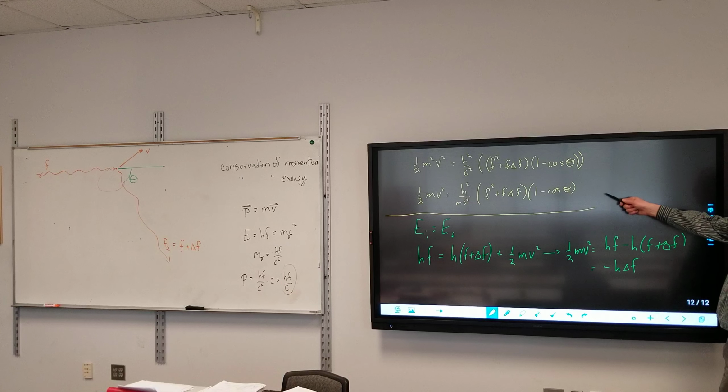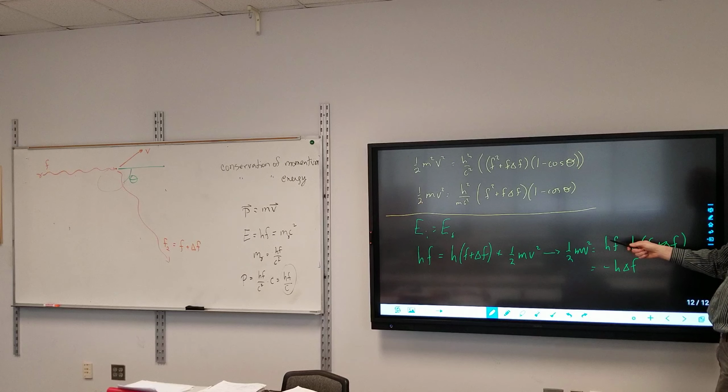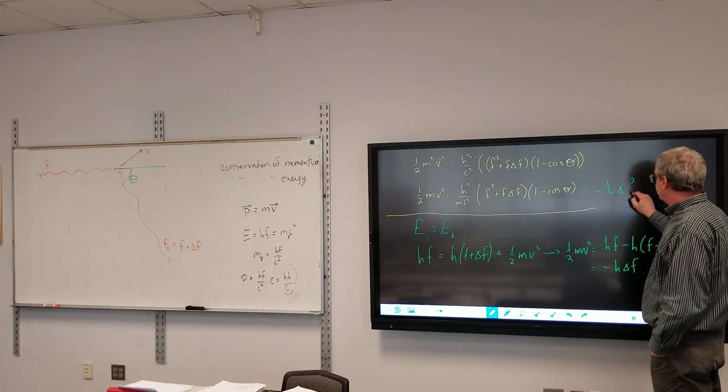So from conservation of momentum, I have this equation for the 1/2 mv squared, and from the conservation of energy, I have this for 1/2 mv squared. I can now set them equal to each other, and h goes away. And so I'm going to set this equal to negative h delta f.